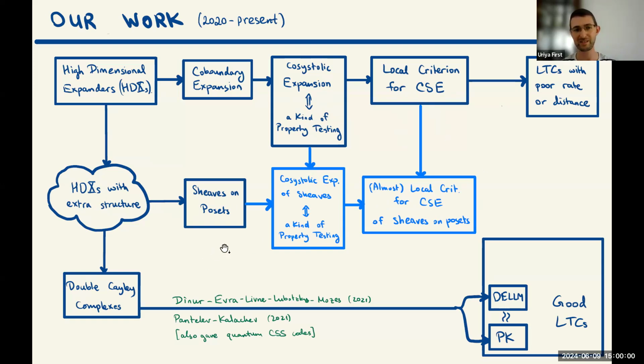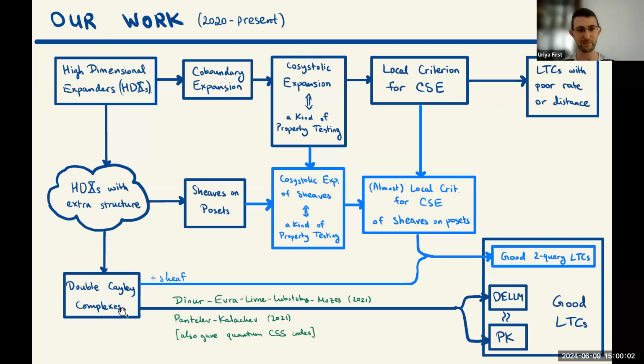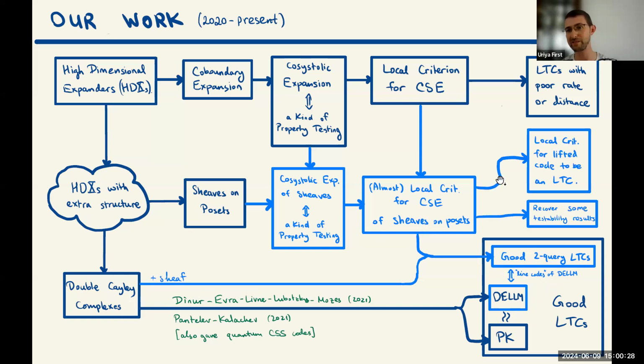And what's more important, when applied to the right sheaf on this double Cayley complex, it gives good two-query locally testable codes. And in fact, they're not entirely new. They're actually the line codes of the LLM. So we actually recovered the LLM, and also vice versa. Those two constructions are essentially equivalent in some sense. However, our criterion is also useful for other stuff. We get local criteria for a lifted code to be an LTC, and we also recover other testability results. So it has other usages.